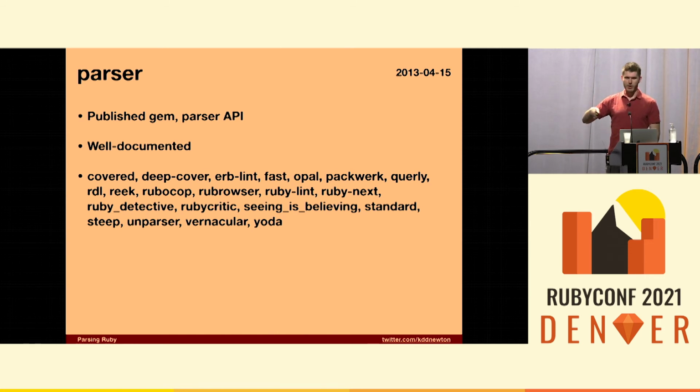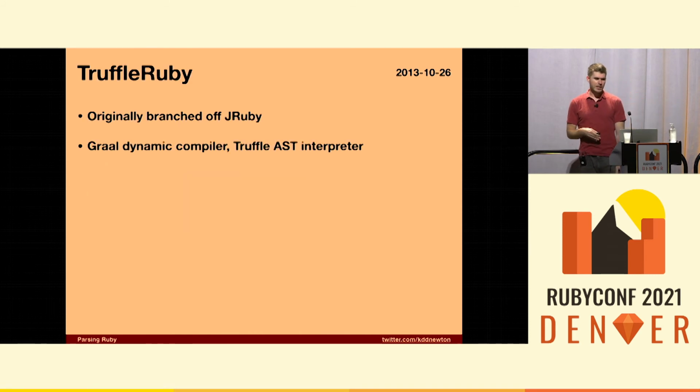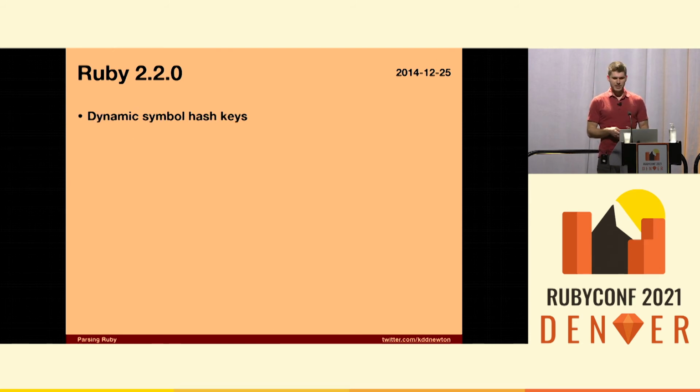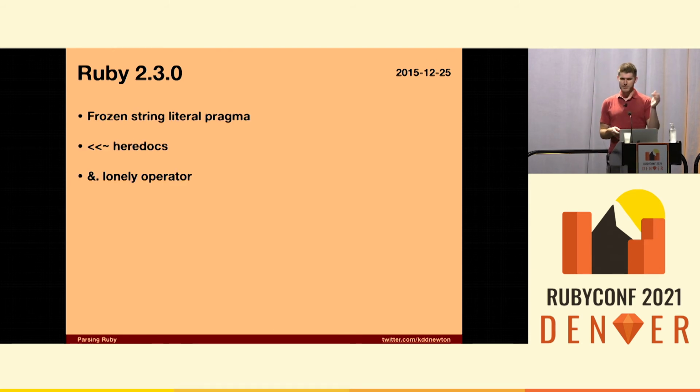This one has stayed up to date miraculously over time, and you can see this is a very short, abbreviated list of all the different tools that are built on top of this gem. Truffle Ruby comes out around this time. I'm going to start skipping through these. Ruby 2.1, we get required keyword arguments. 2.2, dynamic symbol hash keys. 2.3, we get here docs. The frozen string literal pragma.